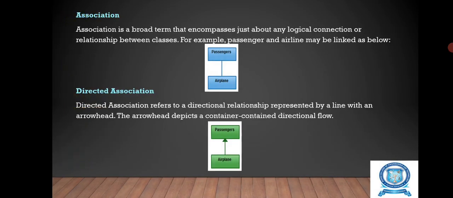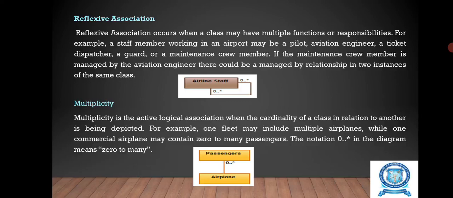Association. Association is a broad term that encompasses just about any logical connection or relationship among the classes. For example, passenger and airline may be linked as below. A directed association has an arrow with it. Directed refers to the directional relationship represented by a line with an arrowhead. The arrowhead depicts a contained directional flow, as shown in the figure.